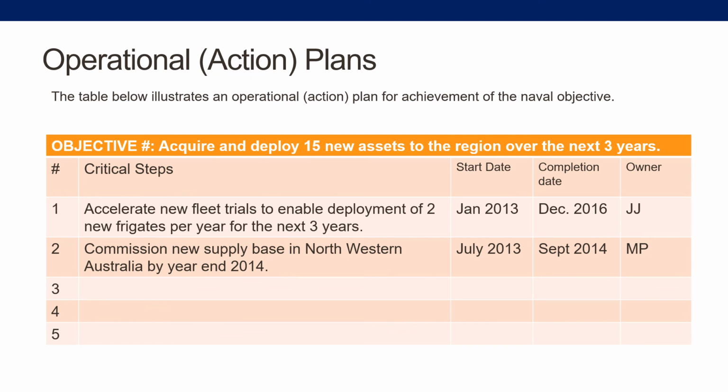Action plans are the next step in the strategic planning process. Action plans outline how the organization will achieve its objectives. Action statements are typically very specific tasks with detailed timelines. Here are some examples related to one of the objectives listed earlier.